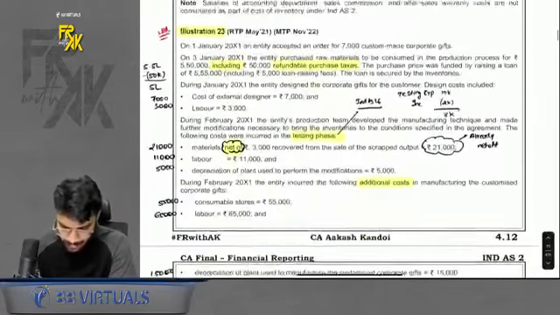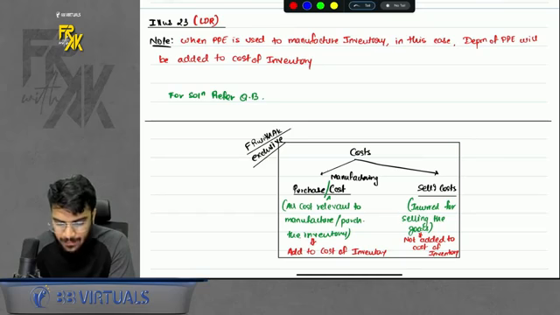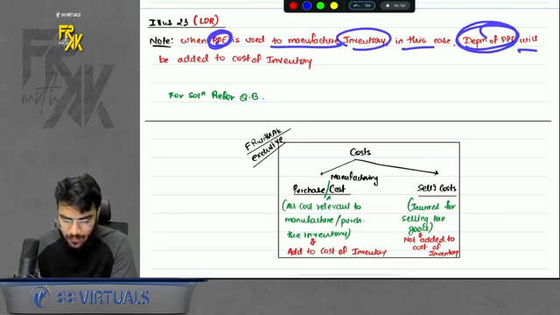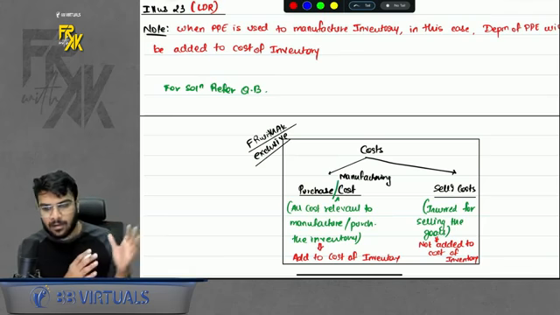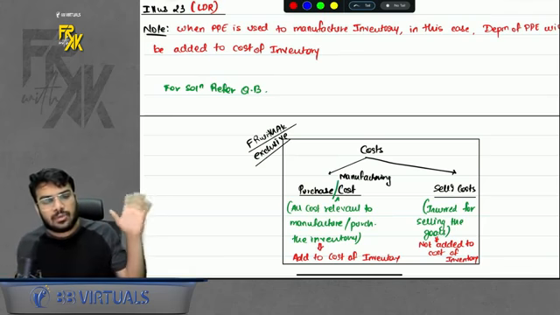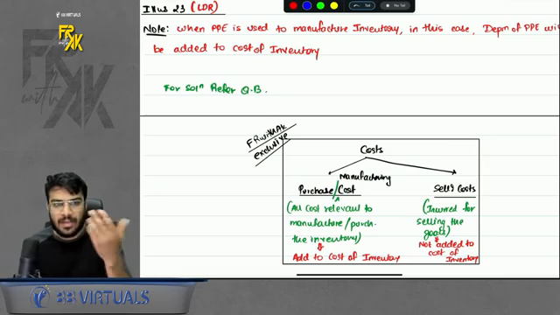Then illustration number 23 is also a good question. Just remember one concept in this. When PPE is used to manufacture the inventory, depreciation of PPE will be added to the cost of inventory. Let's say if I'm using a plant to manufacture this mic, this is my inventory. So the depreciation of that plant will get added to the cost of the mic. It will not be transferred to P&L in that case.